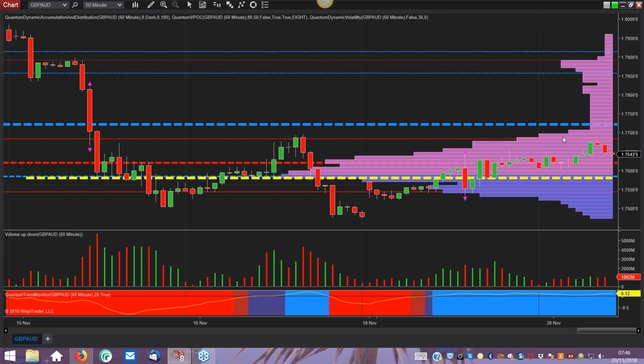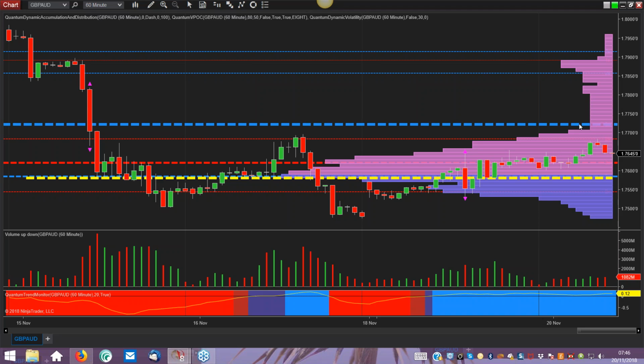And what the 60-minute tells you is that we are still in congestion from a 60-minute perspective. We have the volume point of control here. We've got an absolute ton of volume here. The market's been trading sideways for a long, long time. We've got a huge, very well-established price resistance ceiling in here.